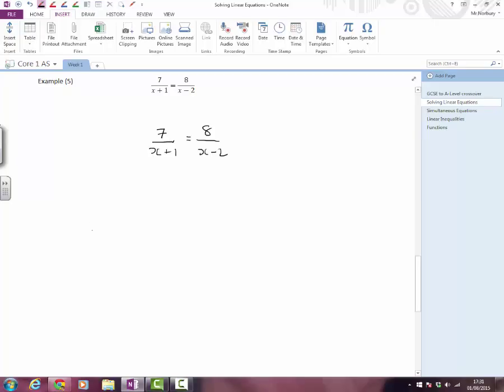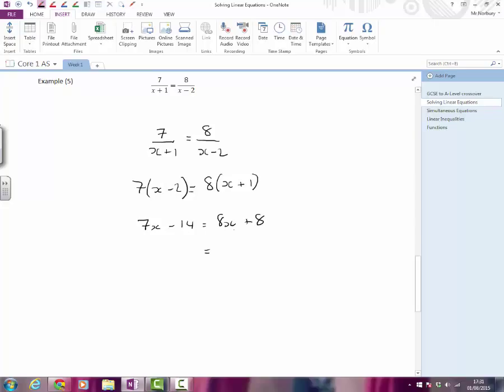Now the trick I'm going to do is say, well, if this is on the bottom here and I take it to the other side, it becomes on the top. So I get 8 times x plus 1. And this bit here was on the bottom, so if I take it to the other side, it goes on the top, so we get 7x minus 2. Now actually, this looks quite easy to solve, so let's go through and do it. 7x minus 14 equals 8x plus 8.